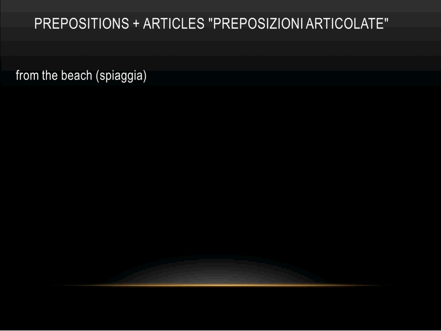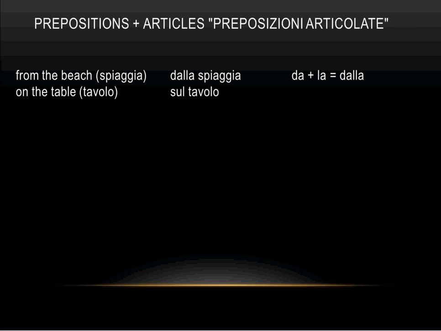So, prepositions and preposizioni articolate. From the beach, the way you'd put these together, dalla spiaggia, from the beach. We got that because da is our preposition for from, la is our definite article for spiaggia, equals dalla spiaggia. On the table, which is tavolo, sul tavolo. And how did we get that? Su, our preposition for on. Il, our definite article for tavolo, equals sul. So we end up with sul tavolo.